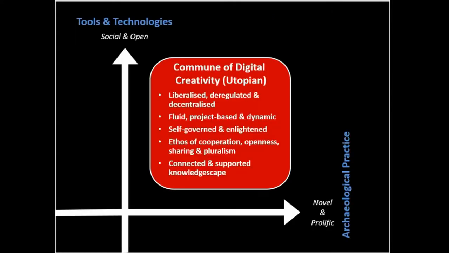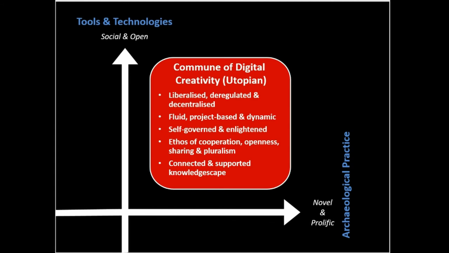The last space is where we've moved into, we've now got ubiquitous tools and we're fully deregulated environments. Now this environment can be seen in two types of scenarios. One is the utopian view of it's all lovely and everything's working out. So it is liberalised, it is deregulated, and it is decentralised. Projects are fluid, people come and go, project teams are curated, but it's self-governed and it's an enlightened environment. People help each other out. The ethos is of cooperation, openness, sharing, and pluralism is accepted. The connection and support of the large scale is perhaps using clouds. We've all come to some kind of consensus, enlightened self-interest. So that's a utopian view.